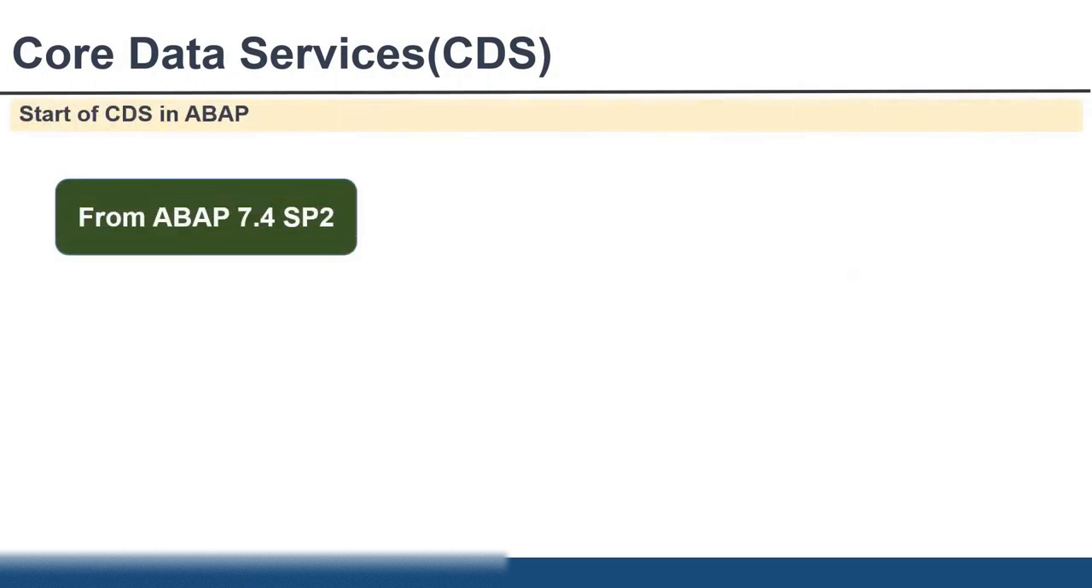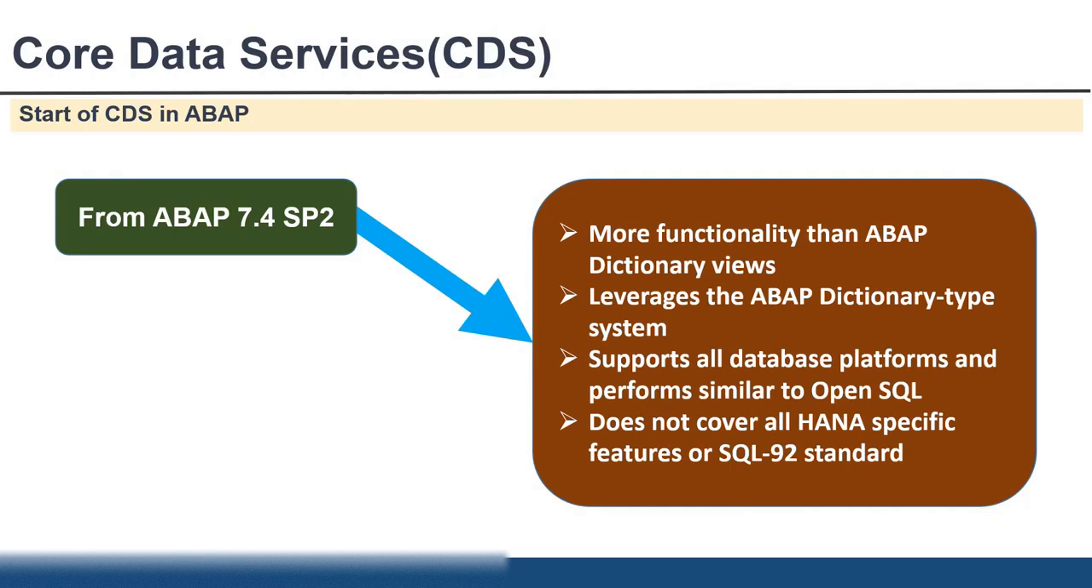Next, we have a history of the features as introduced by SAP based on different versions of SAP ABAP. As of SAP ABAP 7.4 SP2, we had the functionality other than the regular ABAP dictionary views. It leverages the ABAP dictionary type system, supports all database platforms, and performs a similar function to SQL. It doesn't cover all the HANA-specific features or SQL 92 standards.